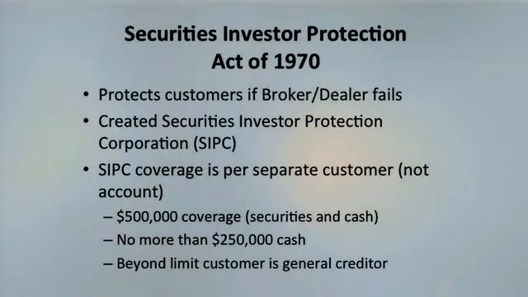$250,000 of the cash would be covered. I have $450,000 worth of coverage under SIPC. Now, that's $50,000 worth of cash that is not covered by SIPC. Where would I go to try and recover that money? Bankruptcy court. File as a general creditor.